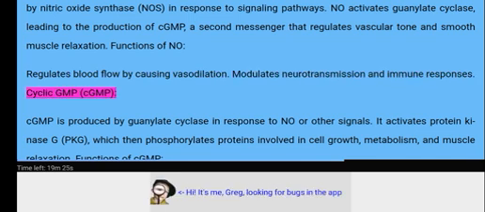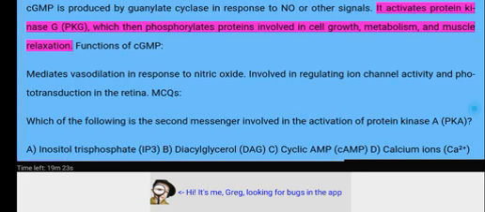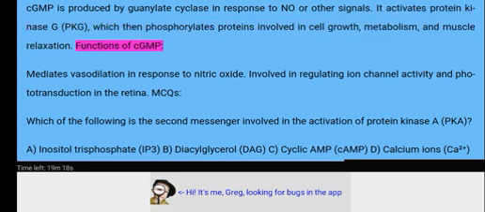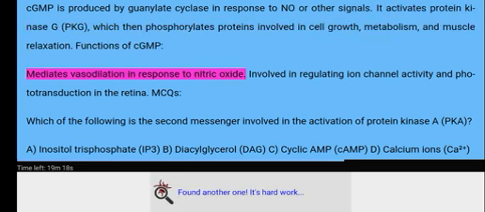Cyclic GMP, cGMP. cGMP is produced by guanylate cyclase in response to NO or other signals. It activates protein kinase G (PKG), which then phosphorylates proteins involved in cell growth, metabolism, and muscle relaxation. Functions of cGMP. Mediates vasodilation in response to nitric oxide.